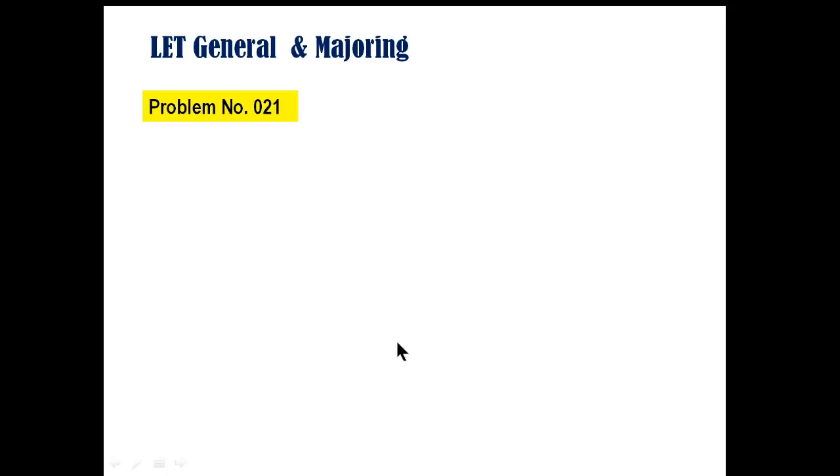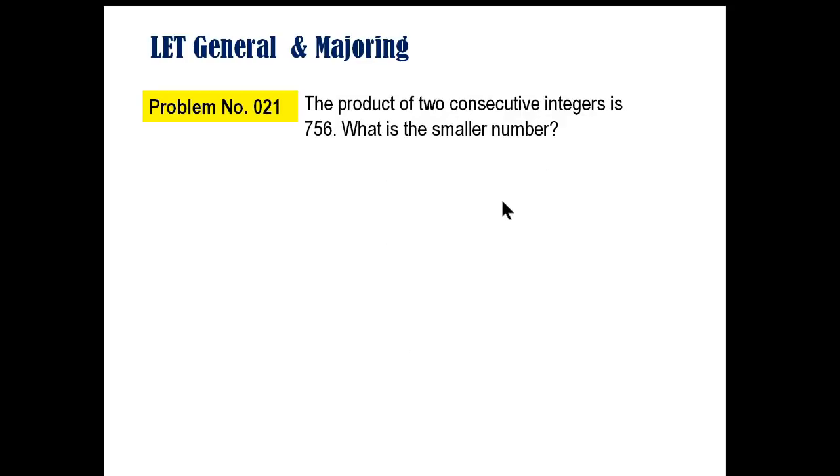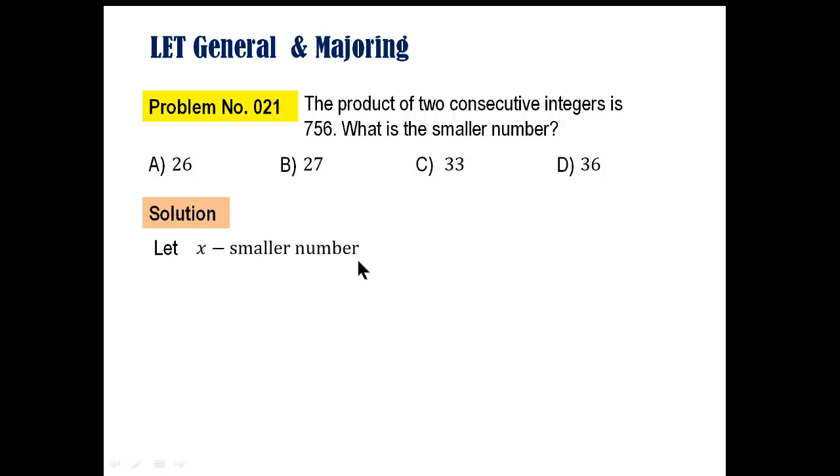Problem number 021. The product of two consecutive integers is 756. What is the smaller number? The choices are A, 26, B, 27, C, 33, D, 36. For the solution, let x be the smaller number, x plus 1 the bigger number. So our equation would be smaller number times the bigger number, which is the consecutive number, is equal to 756.